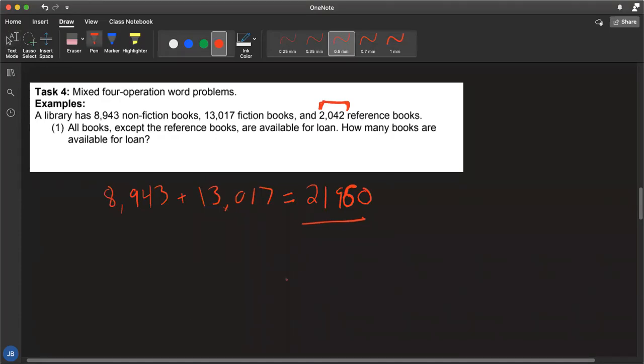Here, let me write this. So we got 21,960 books available for loan.